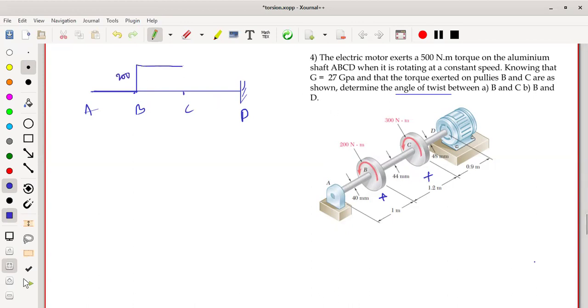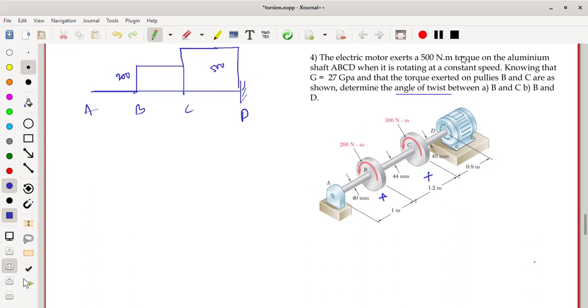So up to C it is the same. By including C, at C it is 300. Adding to the 200 it is going to be 500. So up to this one it is 500. If you read the question, the electrical motor exerts 500 Newton meter, and it is balancing.